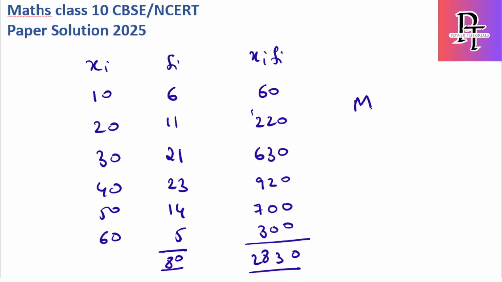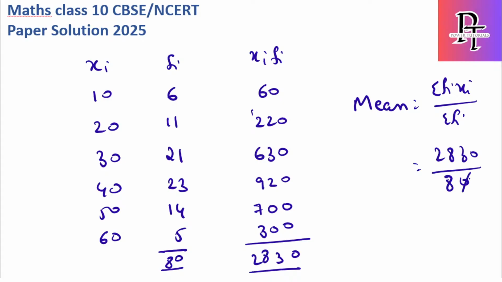So the mean value is sigma fi xi by sigma fi, which is nothing but 2830 by sigma fi, which is 80. If I divide 2830 by 80, I will get 35.37. So the mean value is approximately equal to 35.37.